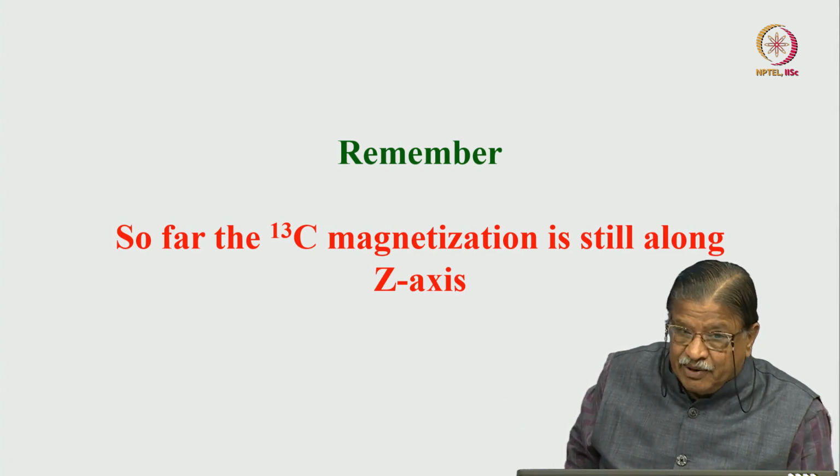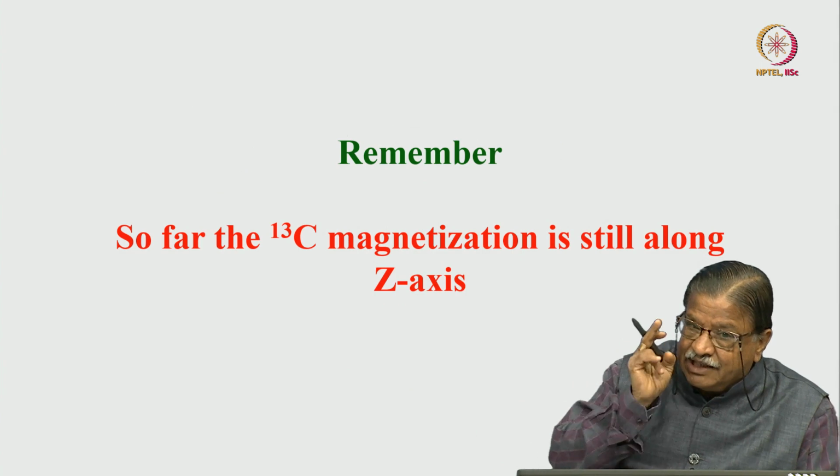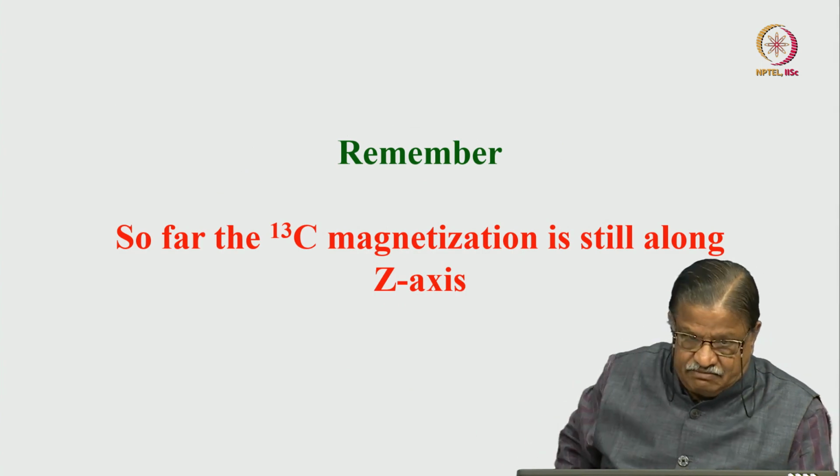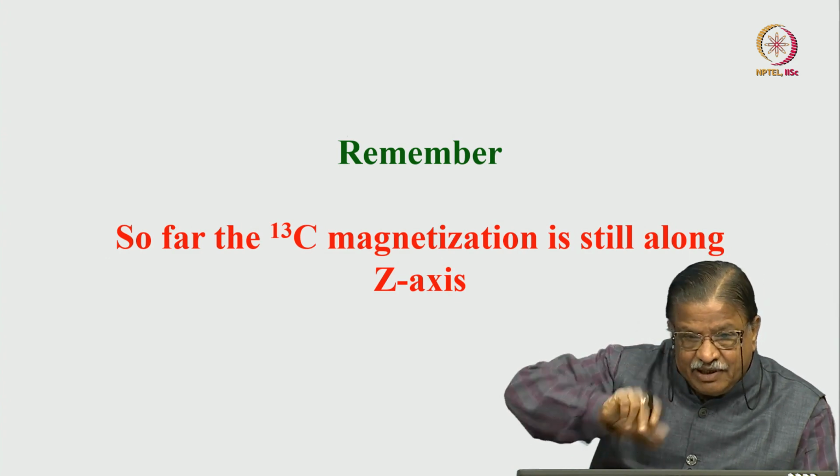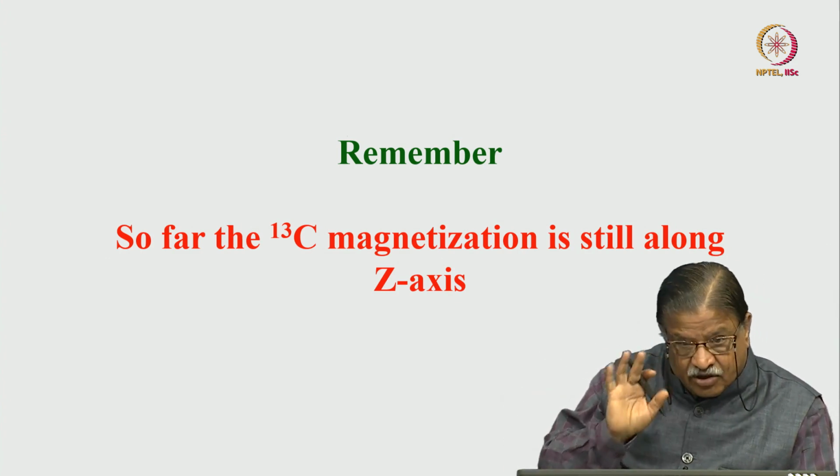But you should also remember one thing. So far, the carbon 13 magnetization is still along the Z axis. We have not touched anything. The only thing is we applied a 180 pulse and inverted it from plus Z to minus Z. That's all we did.